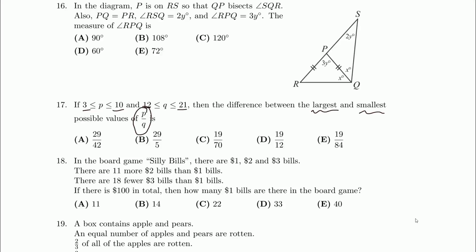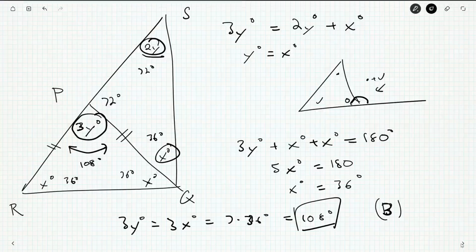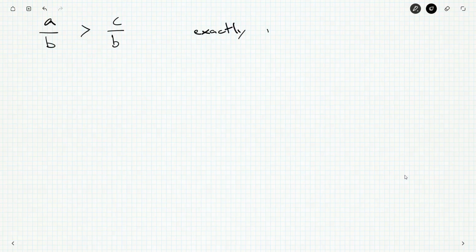That's okay, but to really do this question and do it quickly, we need to understand what influences fractions and makes them large or small. If we have two fractions, a over b, and another fraction with the same denominator, c over b, we can say that a over b is greater than c over b exactly if a is greater than c. So the bigger the numerator, the bigger the fraction.